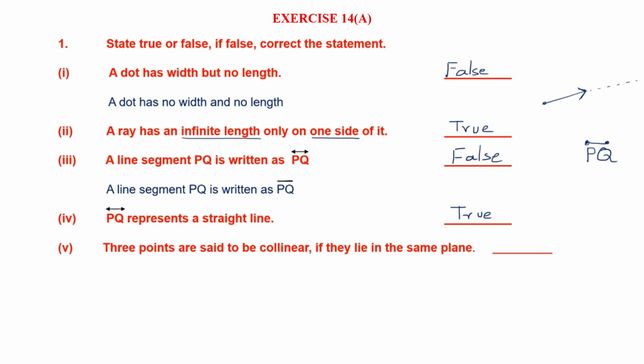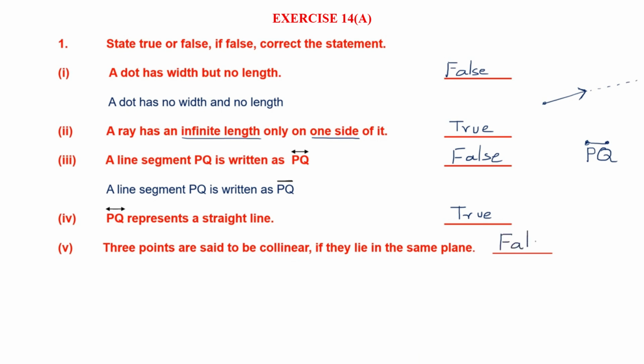Question 5. 3 points are said to be collinear if they lie in the same plane. Now what are collinear points? They are 3 or more points which lie on a straight line. So this statement is false.